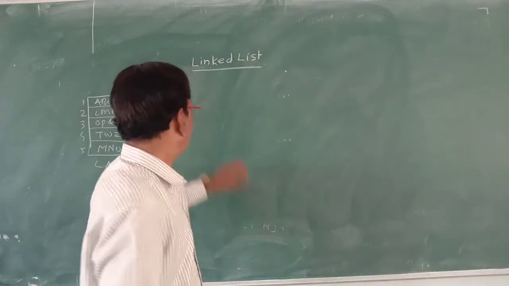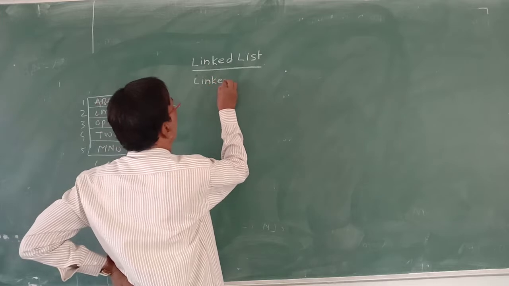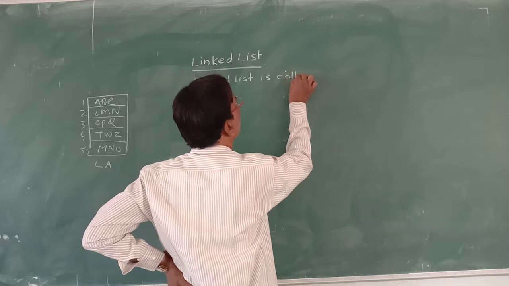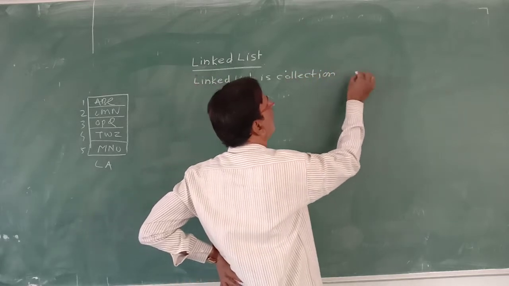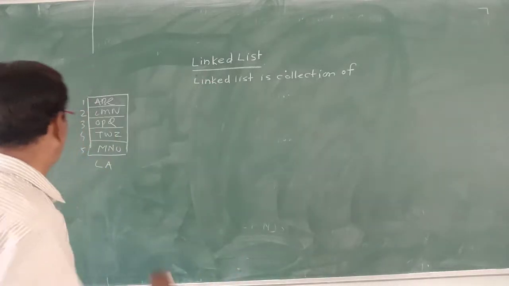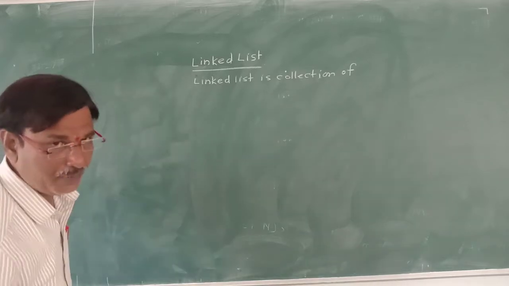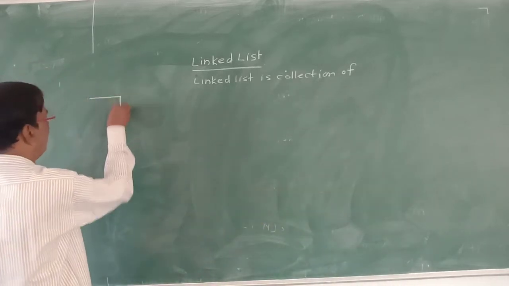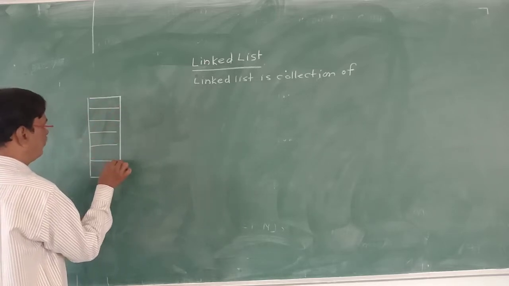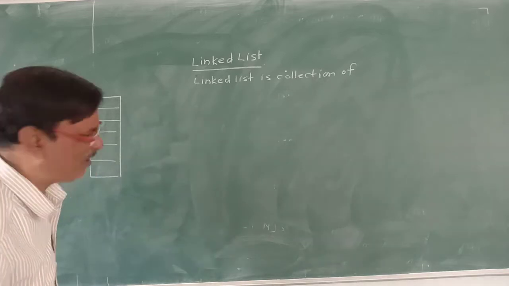Now here, linked list. Linked list is a collection of nodes. Now, how does it differ? Linked list, how does it differ from linear array? Here, this is the list. 1, 2, 3, 4, 5, 6. So 5 elements are sufficient.